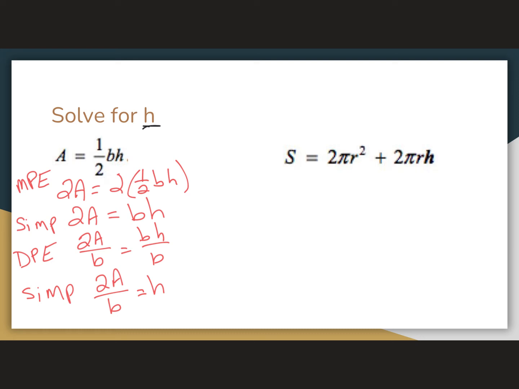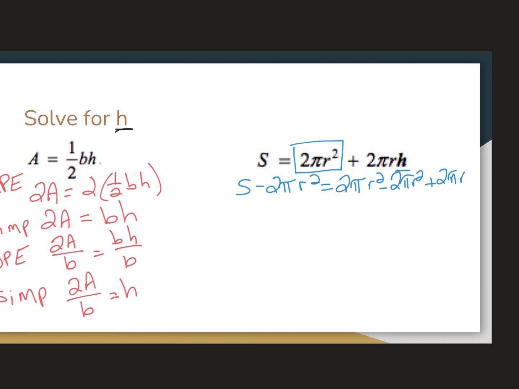And then let's come over to this other one. Here I am solving for h again. So the first thing I'm going to do is take this entire term and subtract it. So I have s minus 2 pi r squared equals 2 pi r squared minus 2 pi r squared plus 2 pi r h. Oops, sorry, I thought the h showed up there. Oh, let's undo that. Sorry.